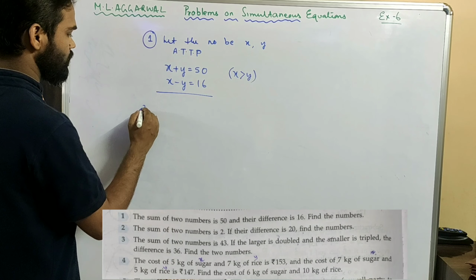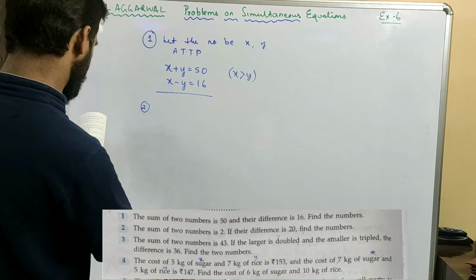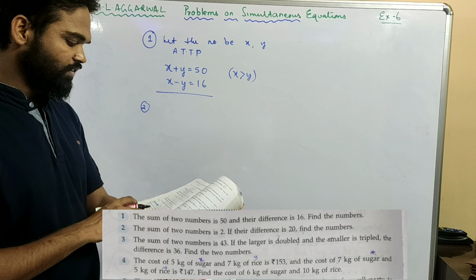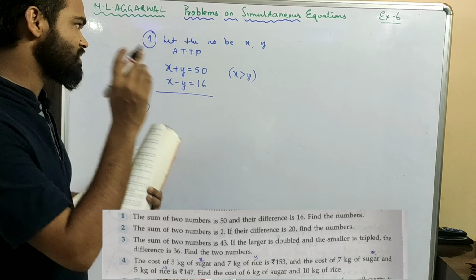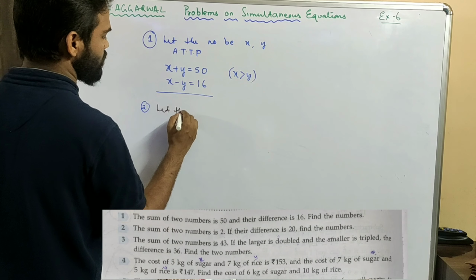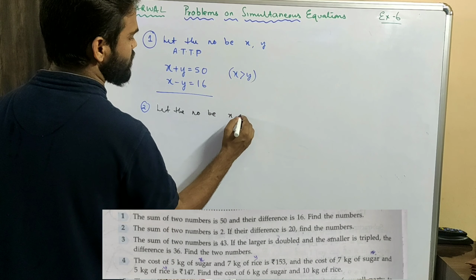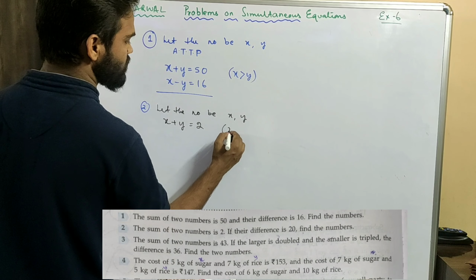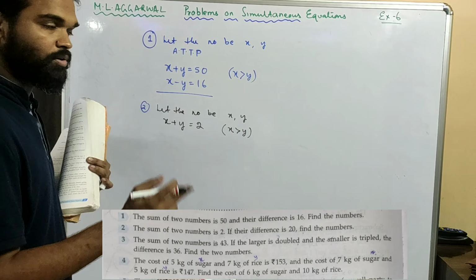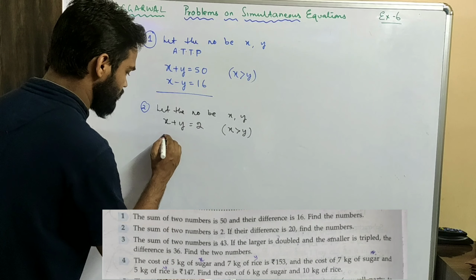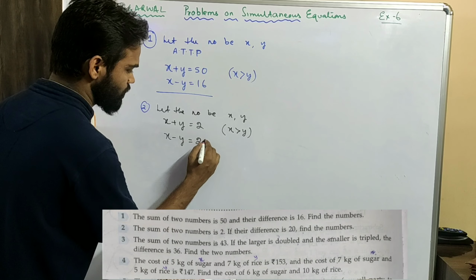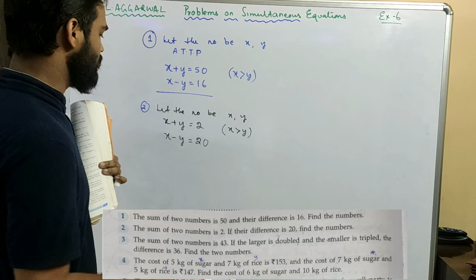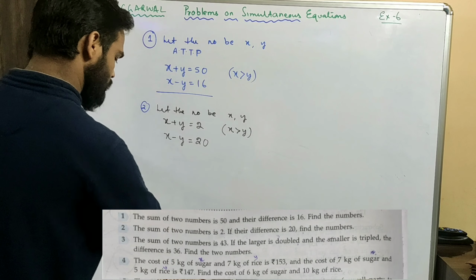Clear? Now, look at sum number 2. Again, the sum of two numbers is 2 and the difference is 20. Find the numbers. Same way, let the numbers be x, y. The sum of two numbers is 2 and suppose x greater than y. We need to write this because the difference is given, and the difference is 20. Okay, this is also very easy. You add it, you will get the answer. Am I clear?